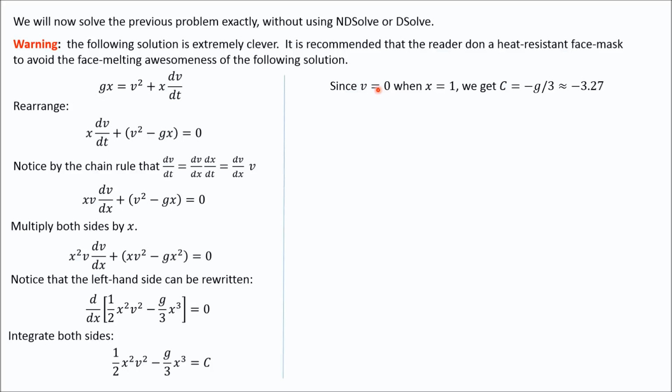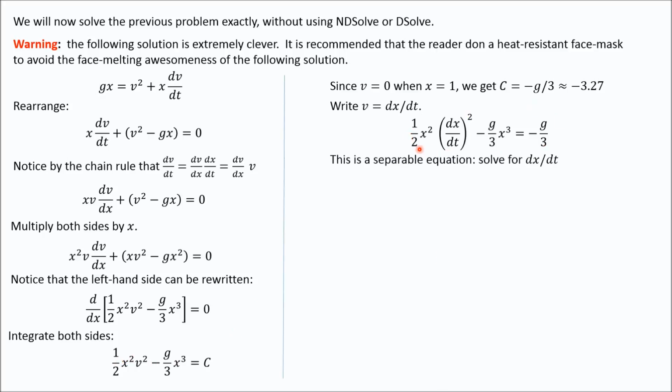First of all, since v is 0 when x is 1, that's because when the rope is hanging over the table by 1 foot, the rope was at rest. We find that you plug this information in here, you find that c is negative g over 3, which is negative 3.27. Now write that v is equal to dx over dt, and this expression here becomes this. This is a separable equation, so we can just solve it for dx over dt. Oops, sorry. So dx over dt is all of this stuff.